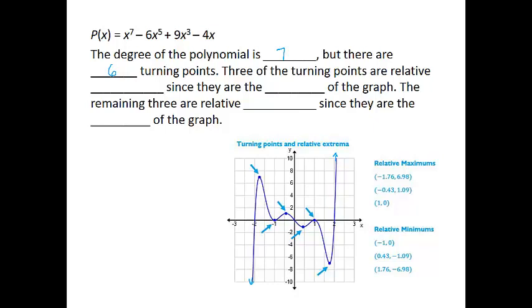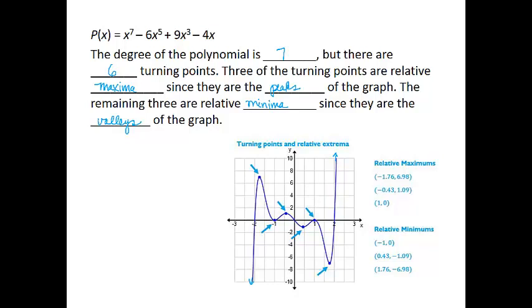3 of the turning points are relative maximums or relative maxima, since they are the highest points of the graph, or we sometimes call those the peaks of the graph. The remaining 3 are relative minima, since they are the valleys of the graph. To obtain the actual coordinates of those turning points, I had to use a calculator, and I will show you how to do that.